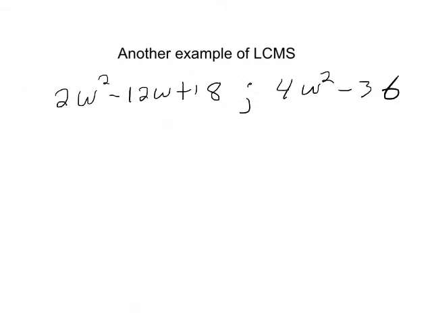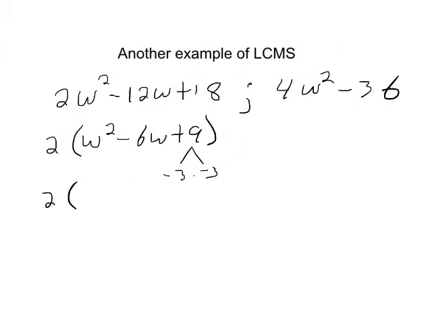Now that you've had a minute to play with these, let's go ahead and work it together. Looking at the first one here, I need to factor both of them first. So I'm going to factor a 2 out of here, giving me w squared minus 6w plus 9. Now from here, this is a trinomial, so we're going to tree it out, and I see it's going to be negative 3 times negative 3. So it's going to give me 2 times the quantity w minus 3 and w minus 3.